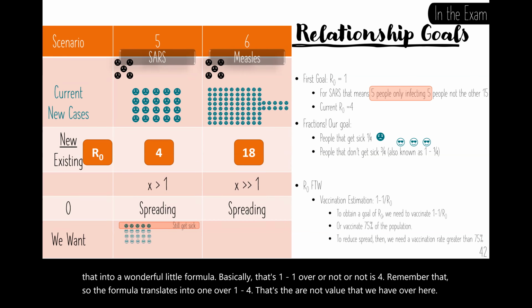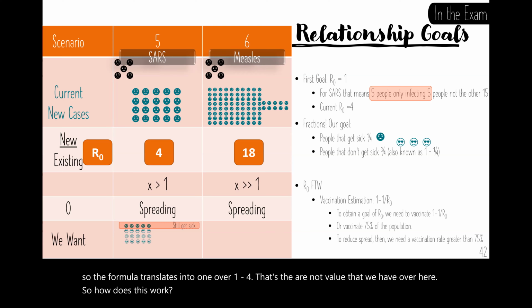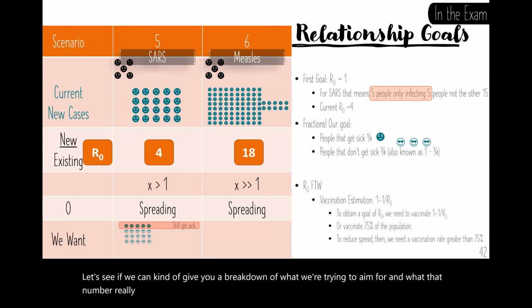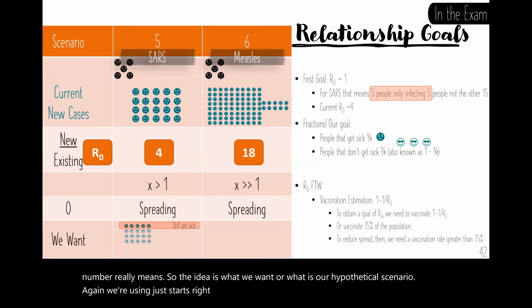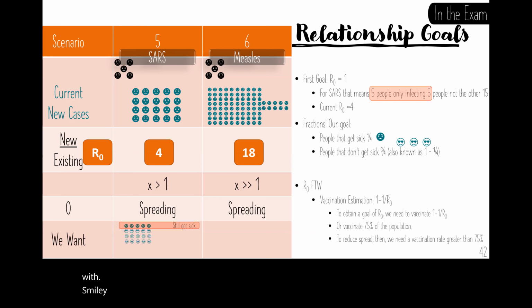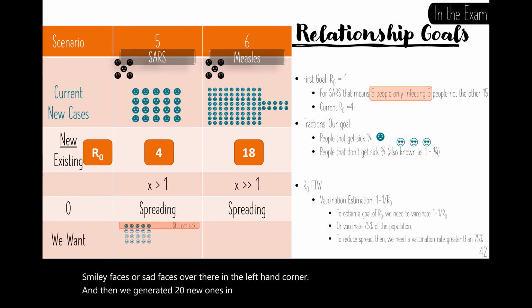So how does this work? Let's see if we can give you a breakdown of what we're trying to aim for and what that number really means. What is our hypothetical scenario? Again, we're using just SARS right now, and we'll continue with measles a little bit afterward. If SARS has an R naught of 4, that generates 20 new cases for every 5 starting. So we start with the 5 little smiley faces or sad faces over there in the left-hand corner. And then we generated 20 new ones in the cyan blue color over there, right?